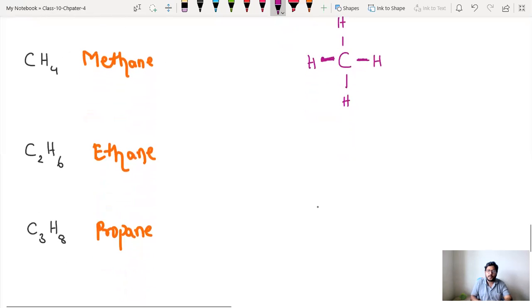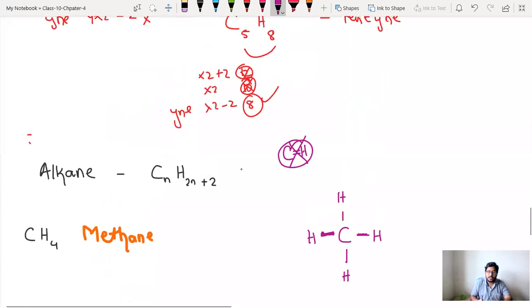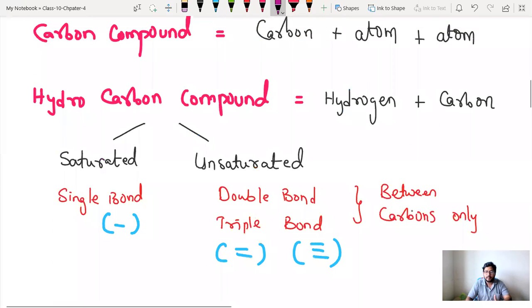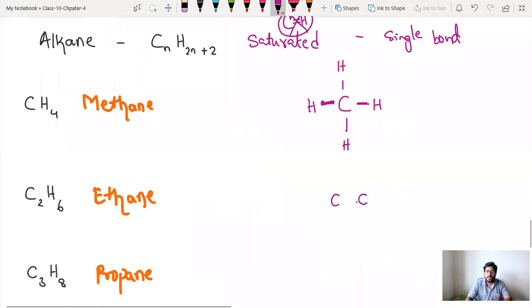Next, C2H6. How many carbons? 2, right? 1, 2. So these are alkanes. Alkane means saturated. Alkanes are saturated. Saturated means definitely there will be a single bond. Single bond between what? Here I told you earlier: single, double, triple bonds are between carbons only. Now, 2 carbons. Let us draw one bond here. One bond we have drawn because it is saturated. Now, draw the remaining valencies for carbon.